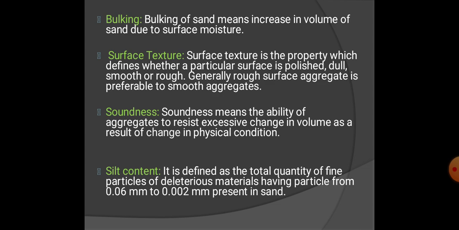Okay, and the last point is silt content. So silt is defined as the total quantity of fine particles of deleterious material having particle sizes from 0.06 mm to 0.02 mm present in sand.